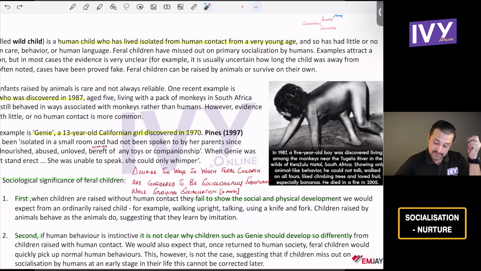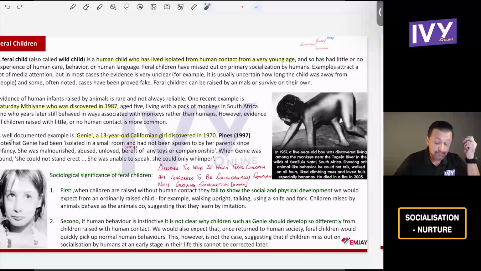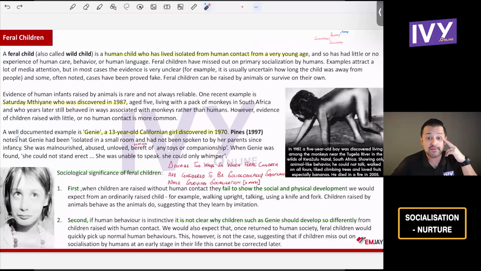Examples attract a lot of media attention. Of course, why is it that examples of feral children attract a lot of media attention? Because they're different. They are not like other human beings. But in most cases, the evidence has been very unclear. For example, it is usually uncertain how long the child was away from people, and some often noted cases have been proved fake. Feral children can be raised by animals, or they can survive on their own as well.